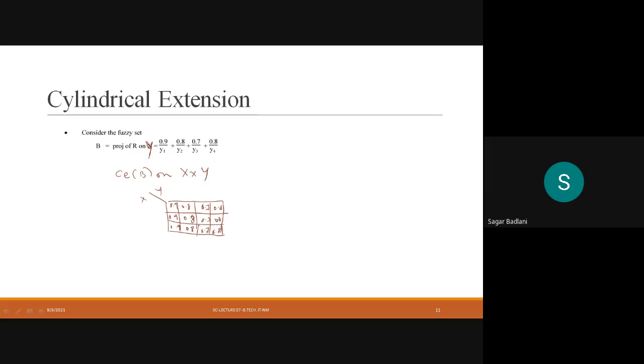Ma'am, in this case, we know that it's the projection of R, so we replicated the columns thrice. But in case we are not given R at first, how do we know how many times we have to replicate? Yeah, so that will be given to you. Y will contain Y1, Y2, Y3. That will be given to you. Okay, what are the elements? Yes. Okay.